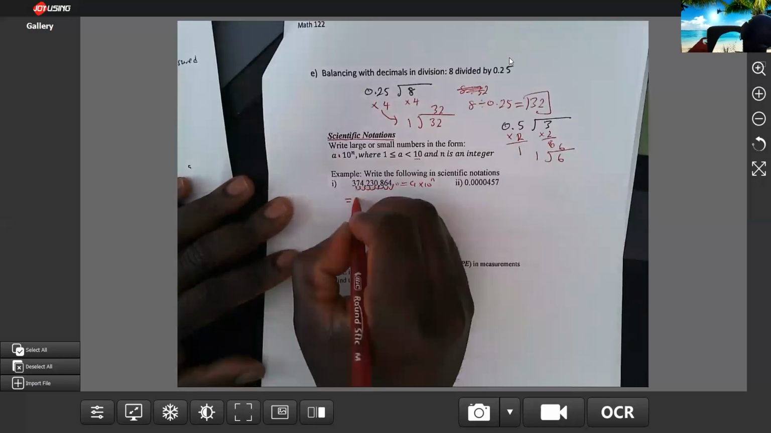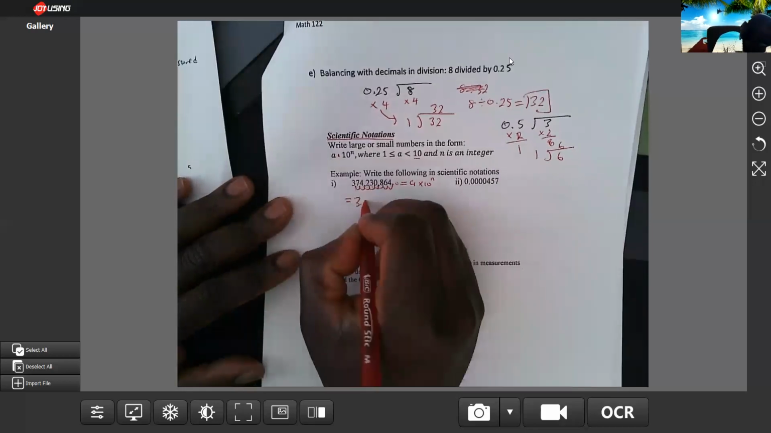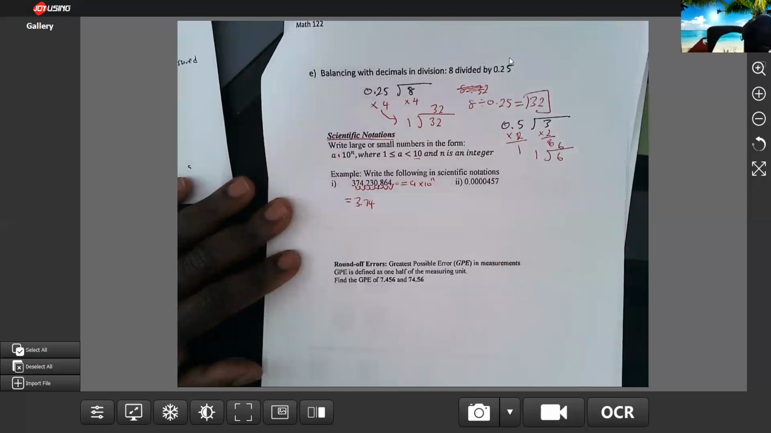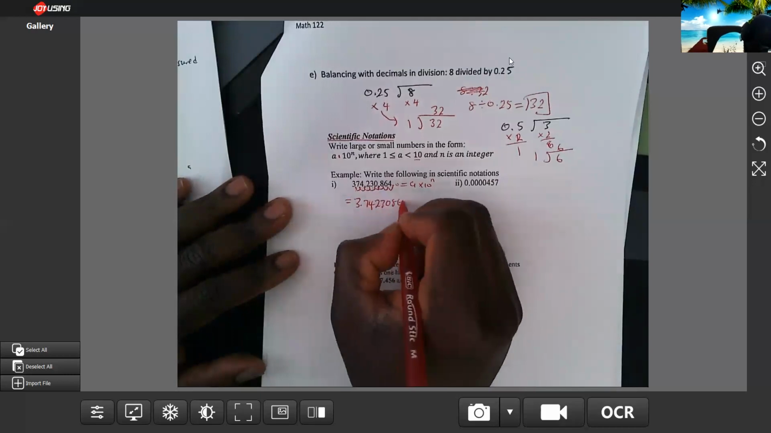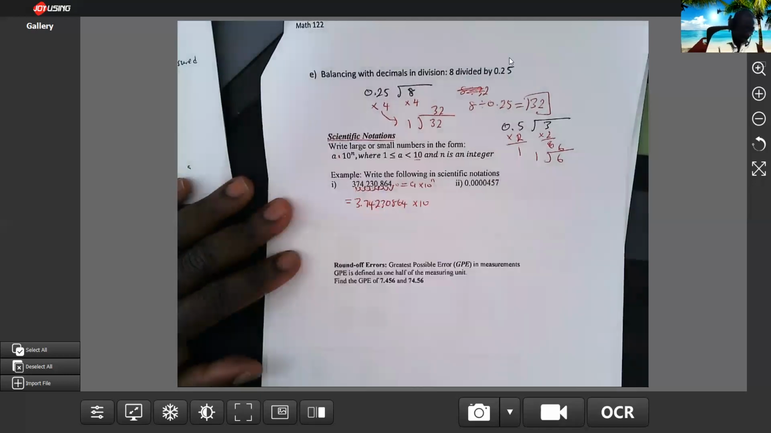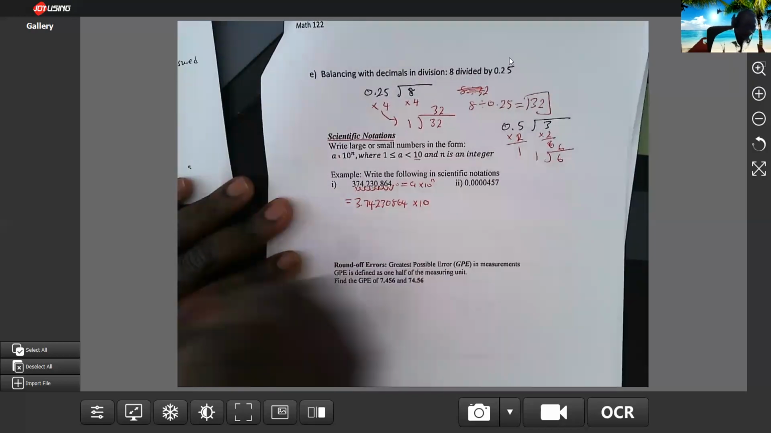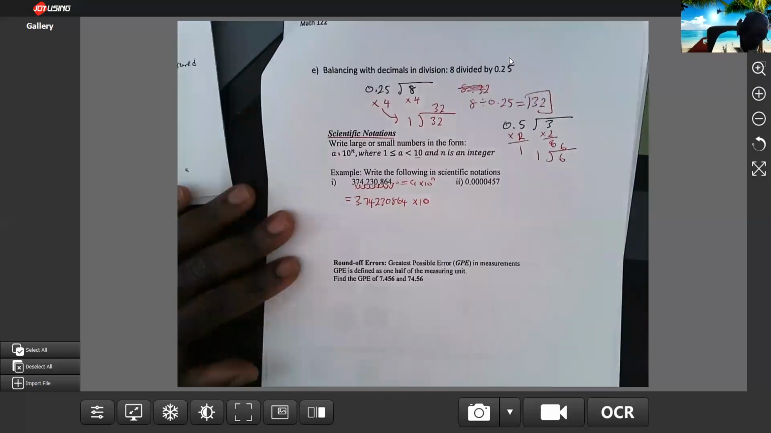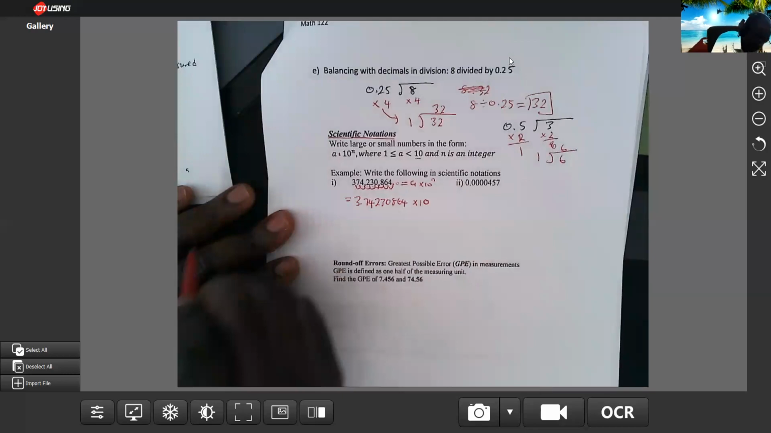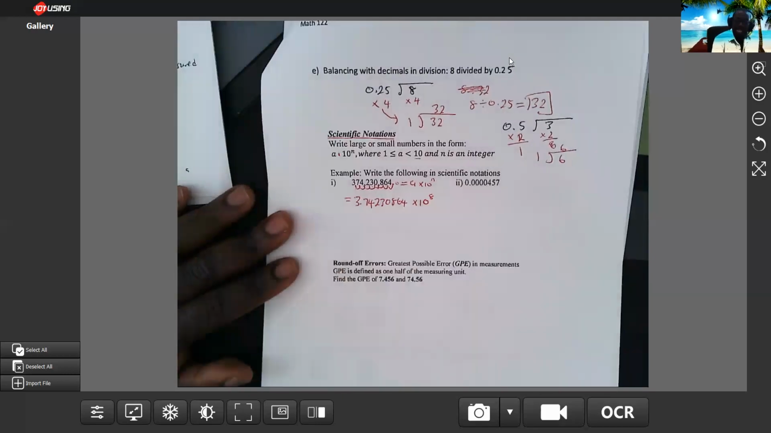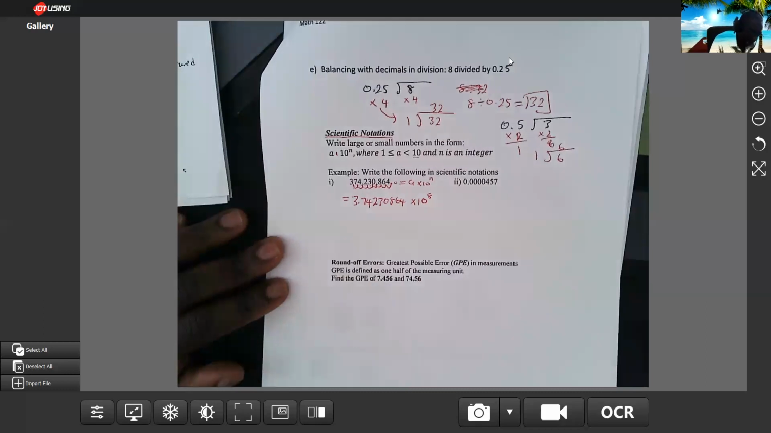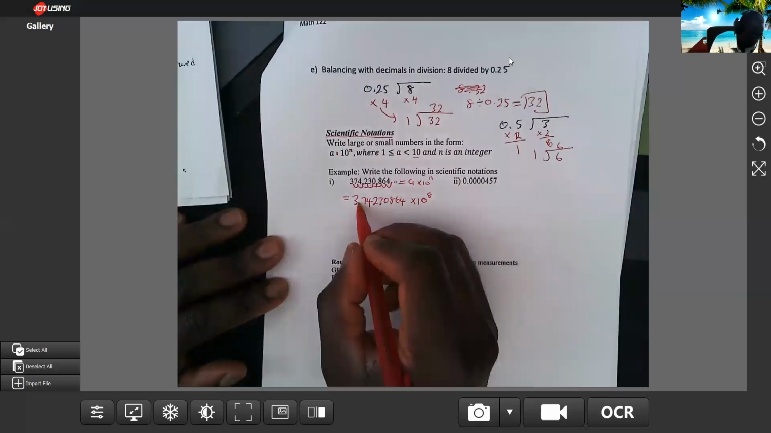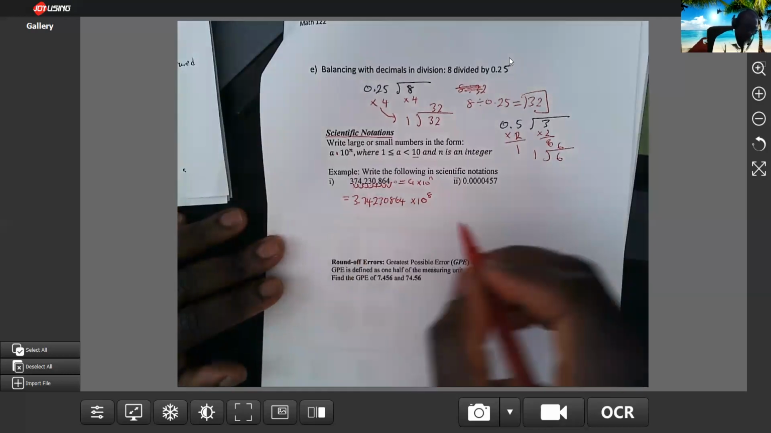Okay, so this becomes 3.74. Don't round anything. 3.74230864, then times 10 to what? What will be the power? It will be your n. Because you move it backwards 8 times, this will be raised to 8. Okay. So if I want to write it back, I move the decimal point forward 8 places.